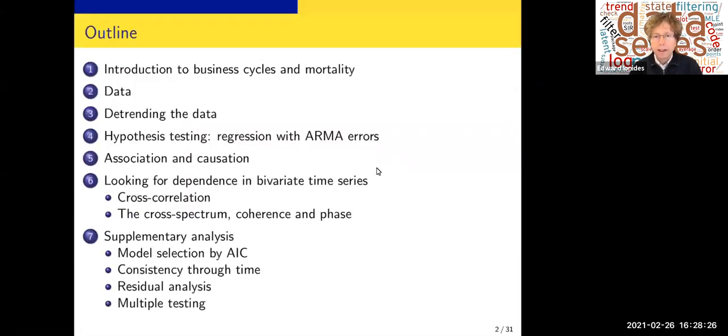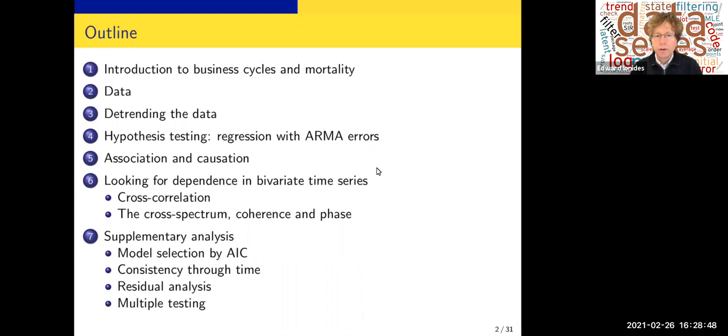So we'll start by looking at the problem and some data. We'll have to do a detrending exercise because we're going to be interested in fluctuations around a trend. And then this will give us an example of doing the kind of hypothesis testing, regression with ARMA errors, that we've been studying in previous chapters.